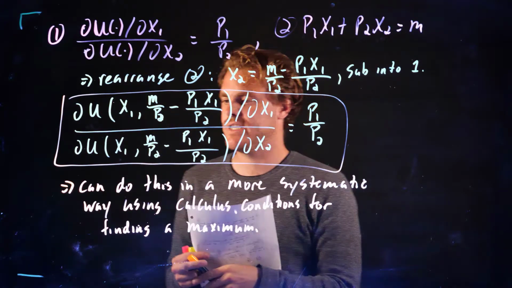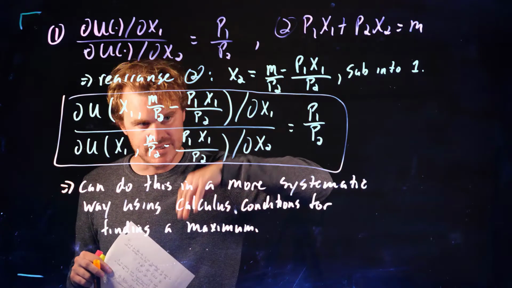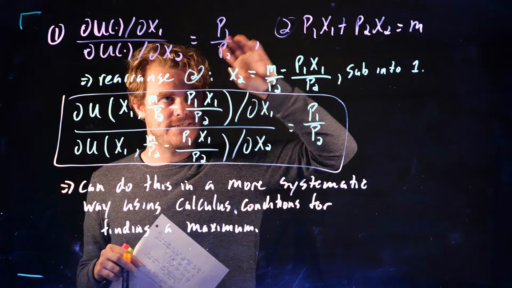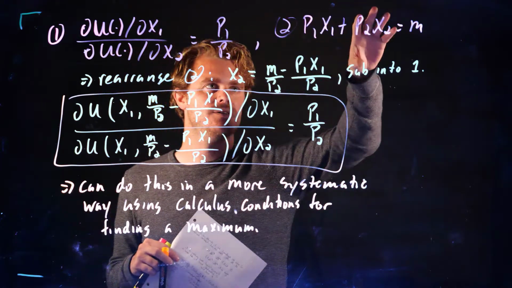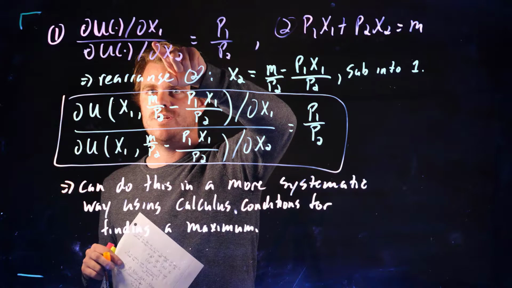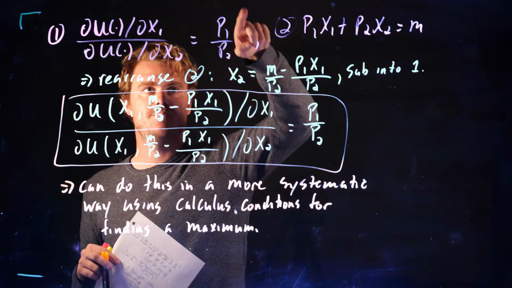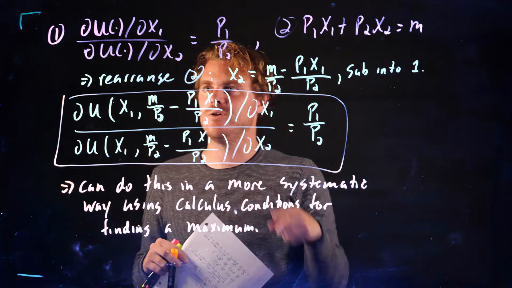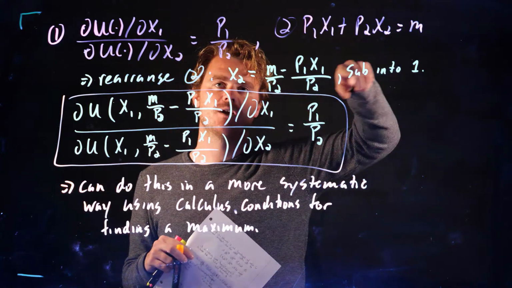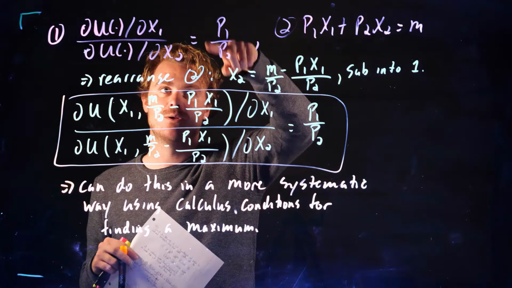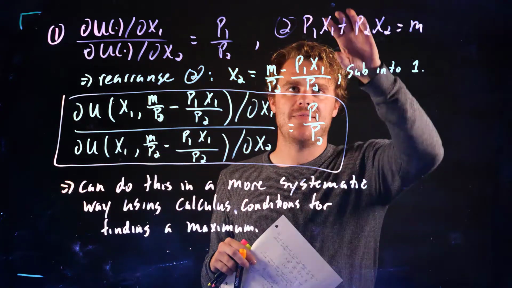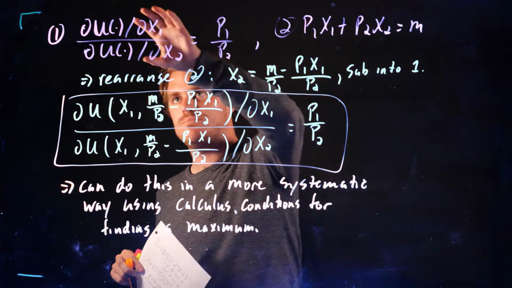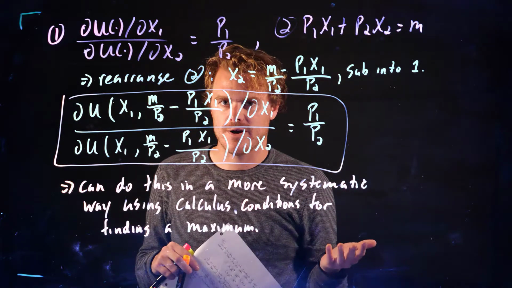Let's take a look at two different ways of doing a very similar thing. Here we're just using two equations: the negative of the MRS equal to the price ratio, and the second one is the budget constraint. We can rearrange this budget constraint, plug it into this condition, and solve for it.